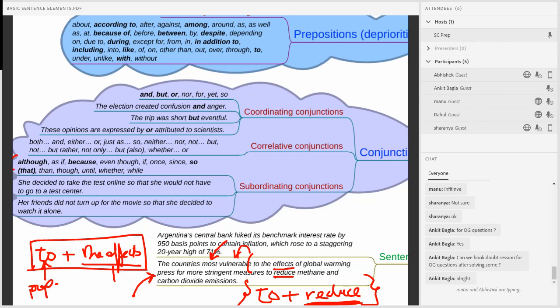Okay. Excellent. And of course, I was just wishing all of you a happy Independence Day in advance. So I'll be sending across a few SC questions. I don't send a huge amount of practice work. So I'll be sending a few to you. Don't worry about that.